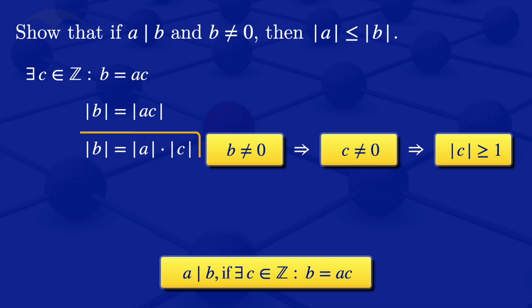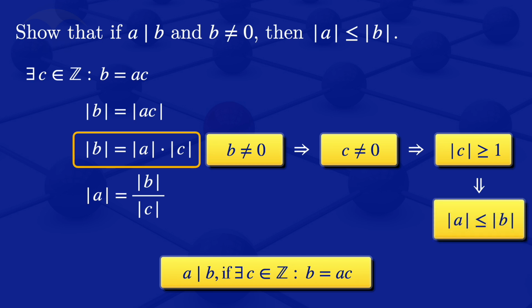Now looking at this equation here, I can make A the subject of the formula. Then we have the absolute value of A is equal to the absolute value of B divided by the absolute value of C. But the absolute value of C is greater than or equal to 1. So when we divide B by something which is greater than or equal to 1, the result is something which is smaller than or equal to the absolute value of B. So in this case, we get that the absolute value of A is less than or equal to the absolute value of B.